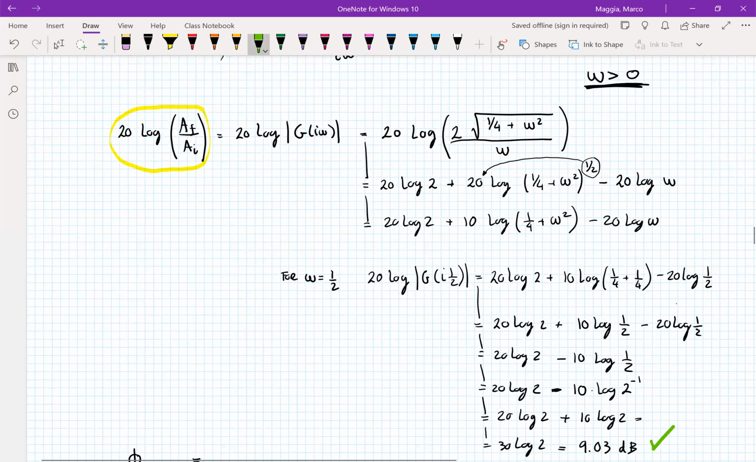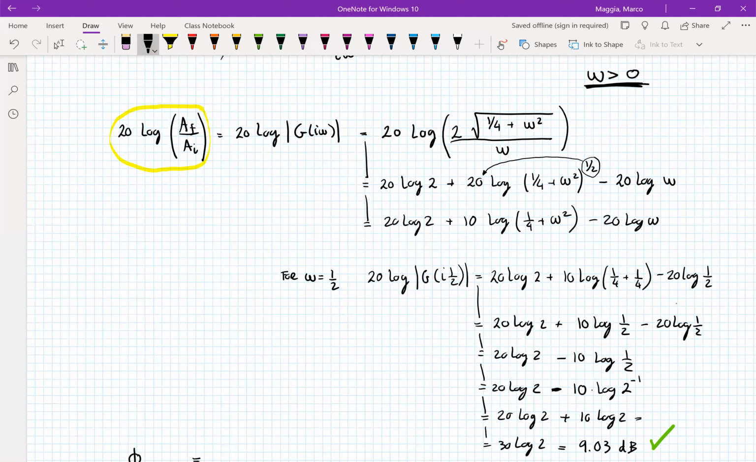So once again, by simply taking the magnitude of our transfer function, we find a general expression. And if we plot such expression, we can find the entire Bode plot for the magnitude ratio.